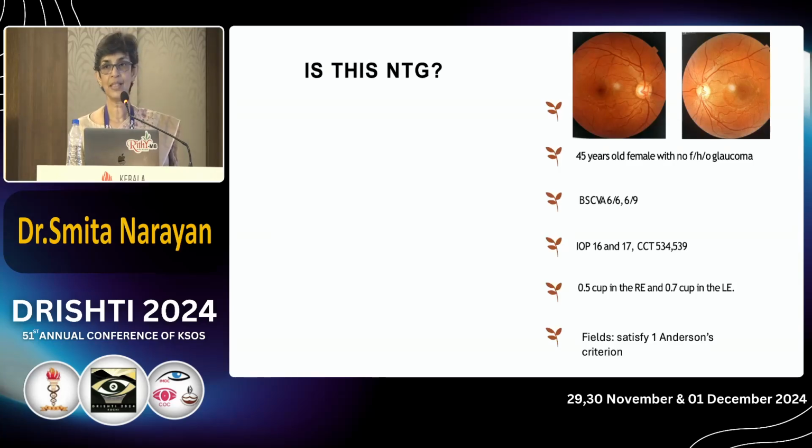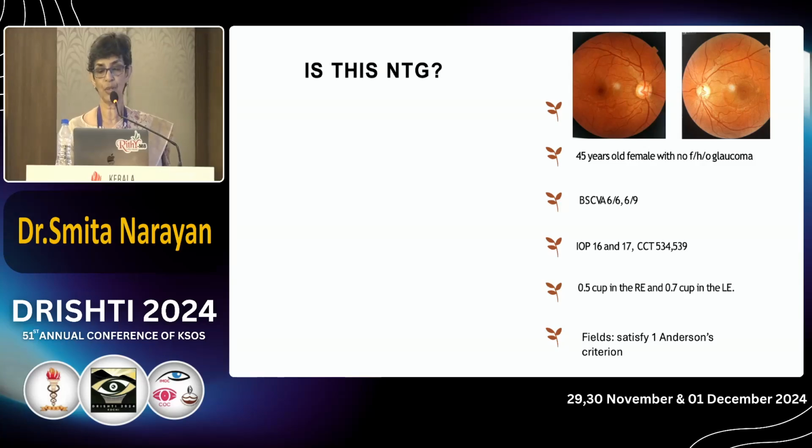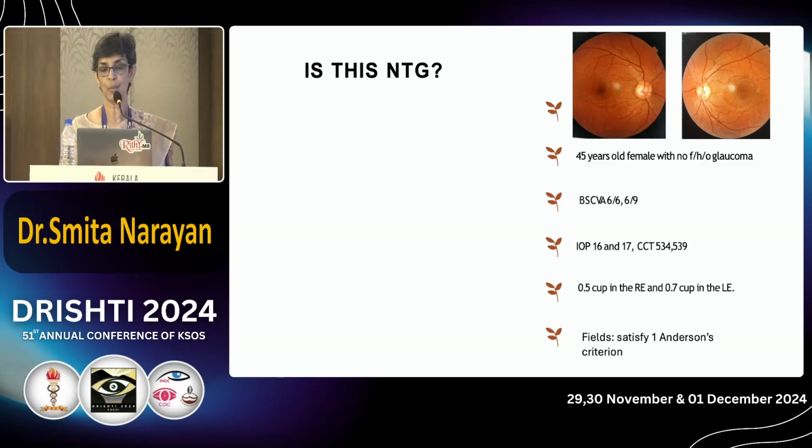I shall be presenting a few case scenarios and we will discuss them. This is a 45-year-old female with no family history of glaucoma. Her best corrected visual acuity is 6/6 and 6/9 with IOP of 16 and 17, with central corneal thickness of 534 and 539. There is a 0.5 cup in the right eye and 0.7 cup in the left eye, and the fields satisfy Anderson's criterion each. So is this normal tension glaucoma?